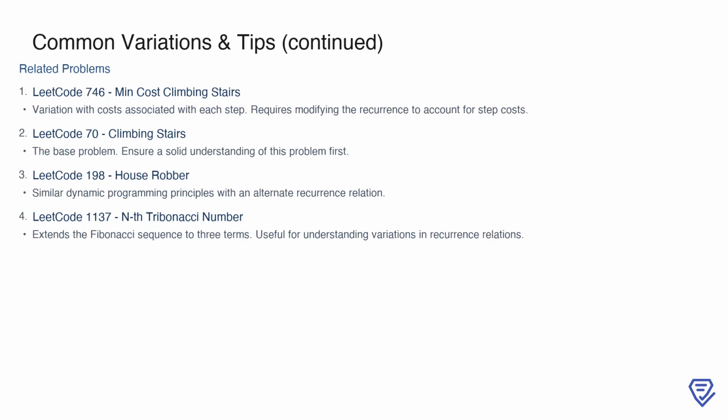The climbing stairs problem also connects to several related problems that share similar principles. For instance, LeetCode 746, min-cost climbing stairs, introduces costs for each step, requiring you to modify the recurrence relation to account for these costs. Then there's the base problem, climbing stairs, which you should master before tackling variations. Another related problem is LeetCode 198, house robber, which involves dynamic programming but with an alternate recurrence relation. Finally, LeetCode 1137, nth Tribonacci number, extends the Fibonacci sequence to 3 terms instead of 2. Solving these problems helps build a deeper understanding of recurrence relations and dynamic programming techniques.